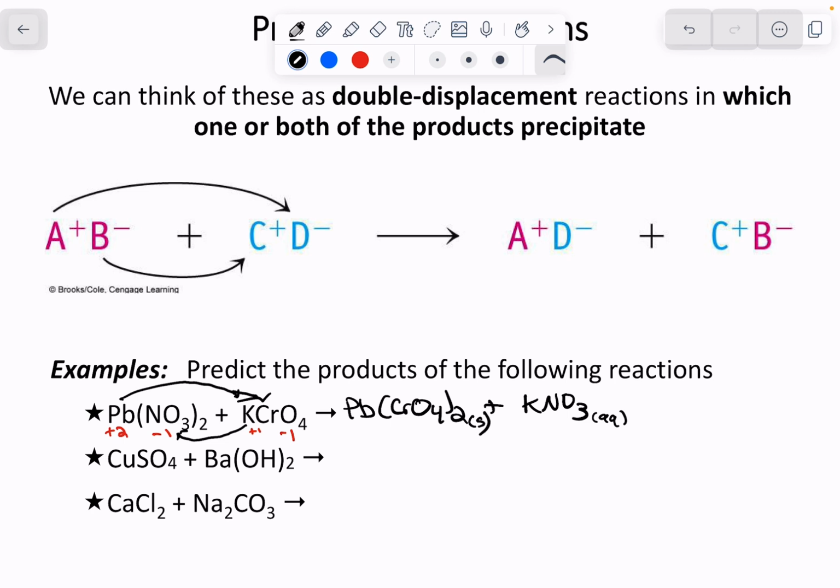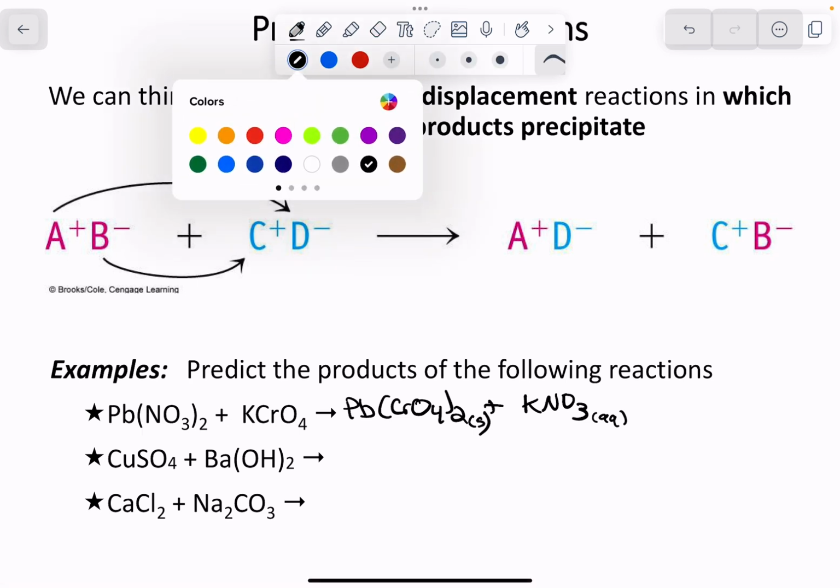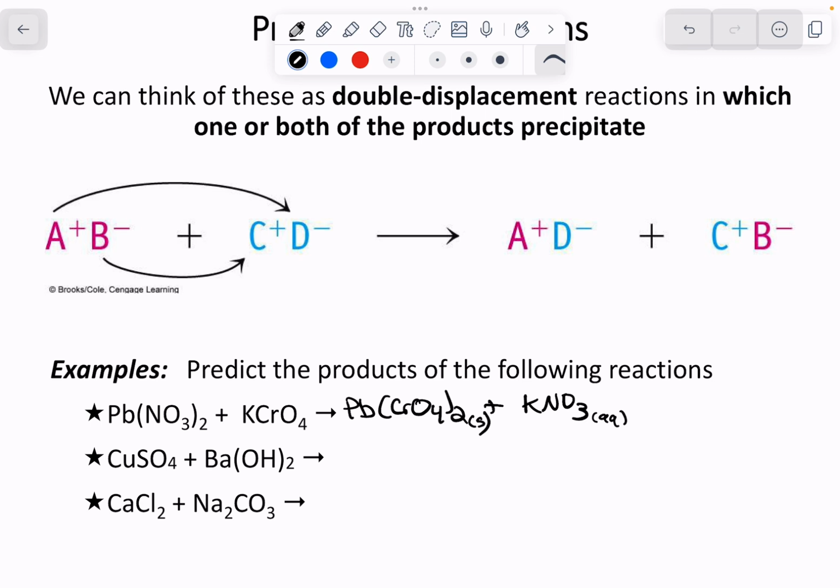If we wanted to balance this, I'm going to erase this part here so that we can balance it. What we would do is put a 2 in front of this potassium compound, and then we would put a 2 over here. And I think we're all set.